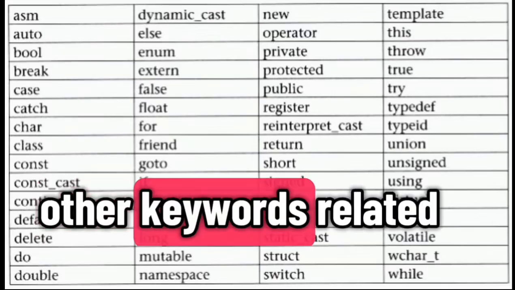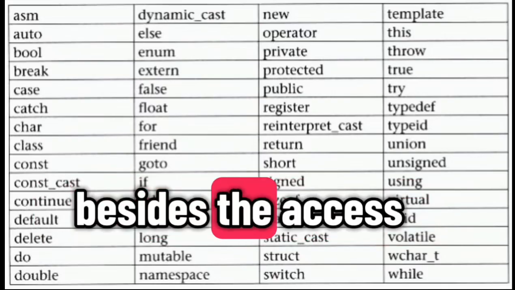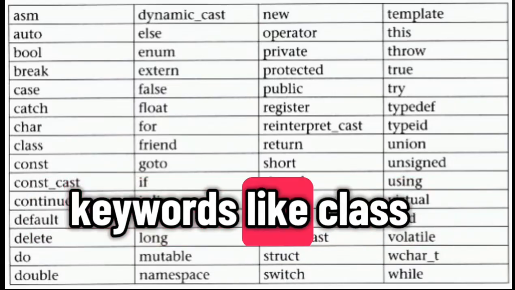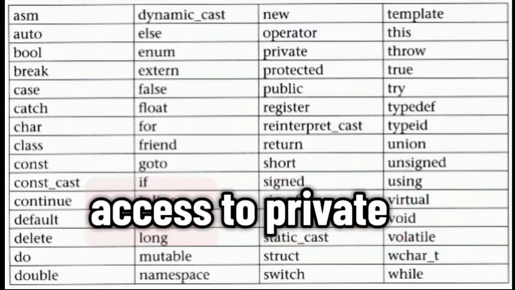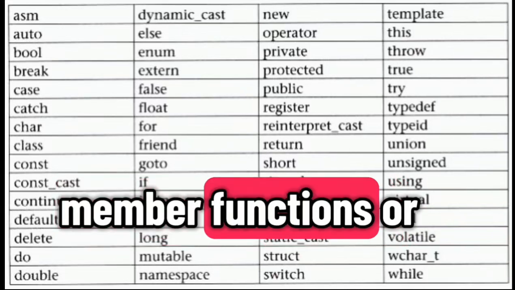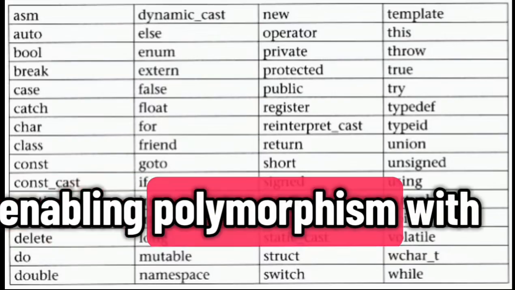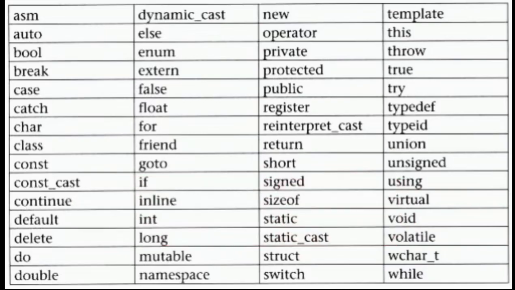Yes, there are other keywords related to classes in C++. Besides the access specifiers we discussed, you'll also find keywords like class for defining a class, friend for granting access to private members to non-member functions or other classes, and virtual for enabling polymorphism with base class methods. Pretty cool. Okay, right? Did you say virtual?